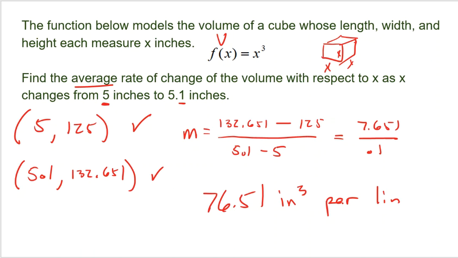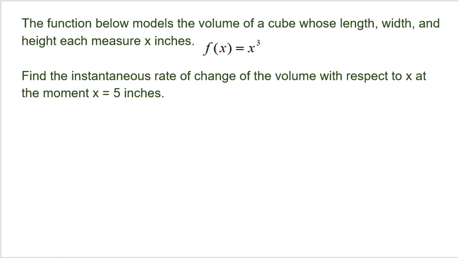So again, slope is rate of change. Rate of change is like speed. So it's saying, as this cube gets bigger, how fast is its volume increasing? So for every 1 inch that the cube gets bigger, the volume increases by 76.51 cubic inches. Now again, that's going from a dimension of 5 to a dimension of 5.1. But another question I could ask you is, what is the instantaneous rate of change at a moment when the dimension is 5? So if I stop with a cube that has a dimension of 5, at that instant, what is the instantaneous rate of change?